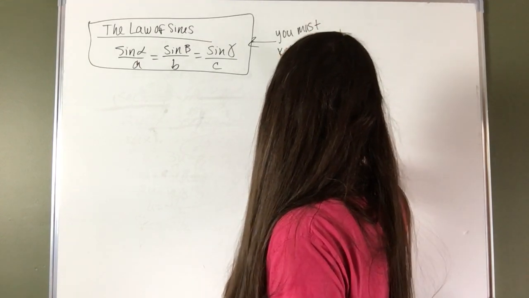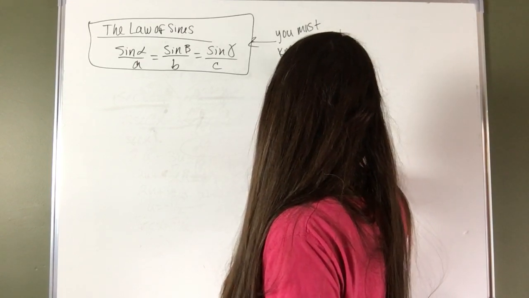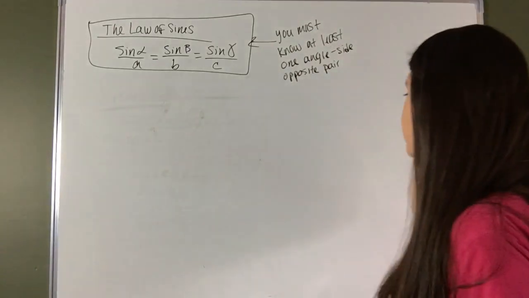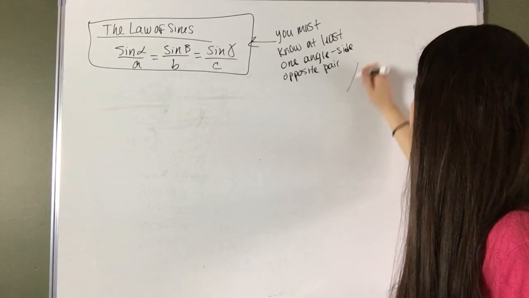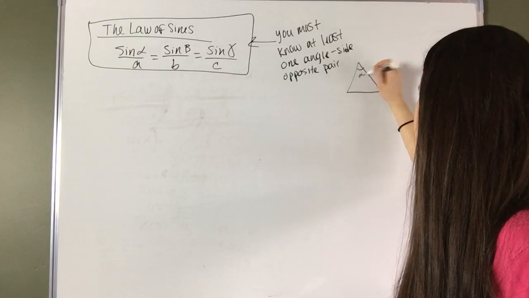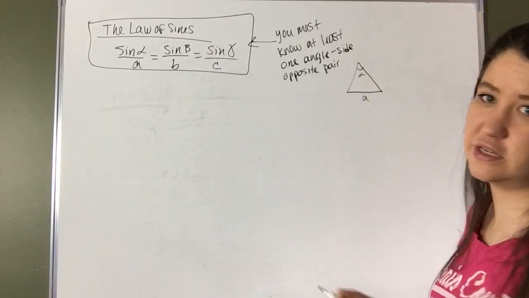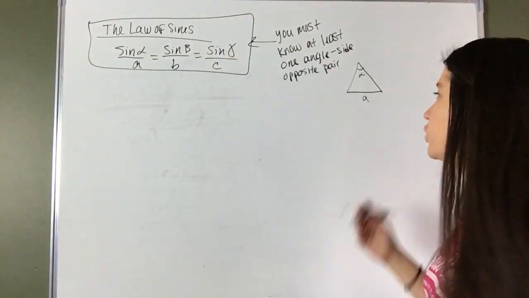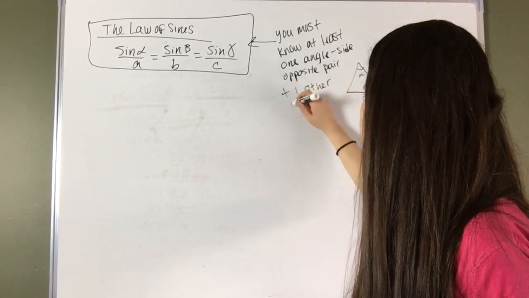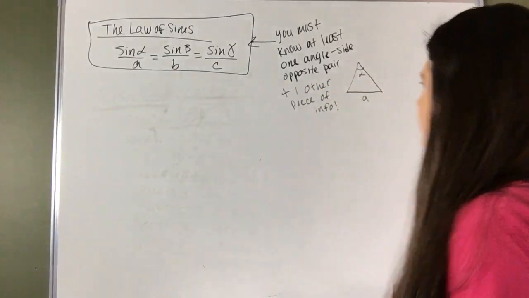Alright, so you must know at least one angle-side opposite pair. What I mean by that is, if you have a triangle, you have to know, say, alpha and A, which is always across from it. You might need to know those two numbers. Or maybe you know beta and B, but you have to know at least two of those. And then one other piece of information. Okay, so that's what you need to use this.